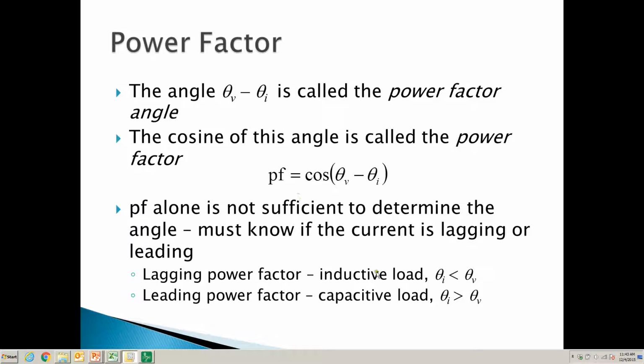Now, if we have an inductive load, we know that there's going to be a difference in how the voltage changes relative to the current through the inductor. Now, in an inductive load, the phase angle for the voltage is going to be greater than the phase angle for the current. So if we know what the power factor is, and we know that it's a lagging power factor, we know that the system behaves as though it were an inductor. If the opposite is true, that is, the current phase angle is greater than the voltage phase angle, we have a capacitive load.